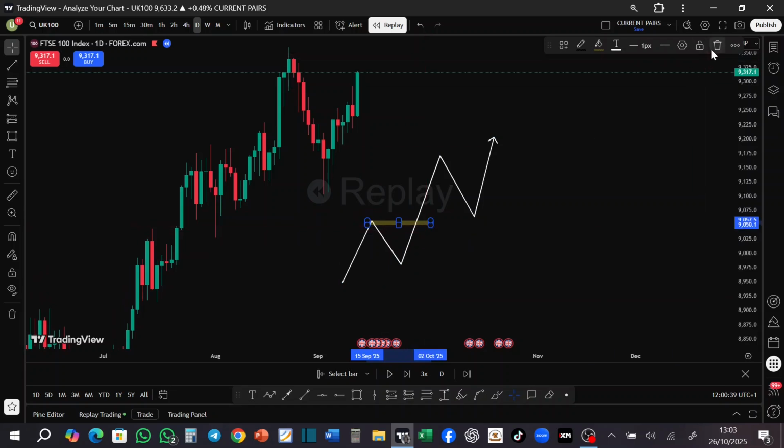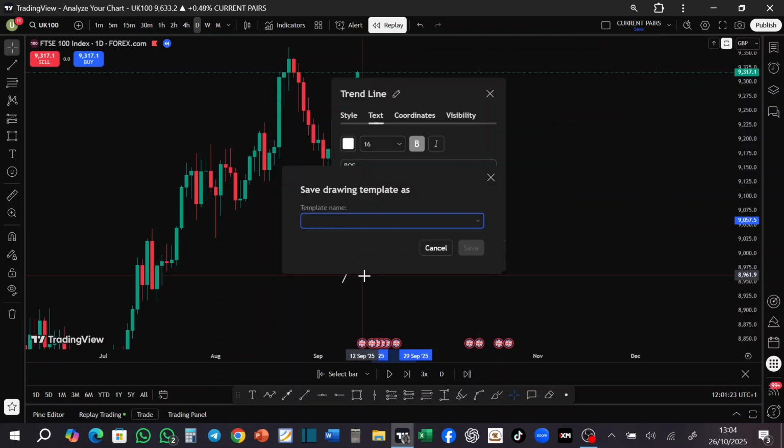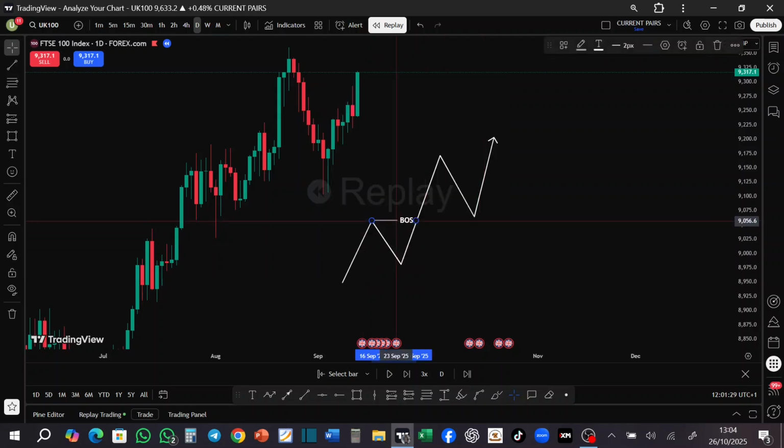Okay, let me just remove this part here and just put this one here. Let me see if I have something there. No, so I can just do it like this. Okay, break of structure. Okay, so this one is a break of structure.